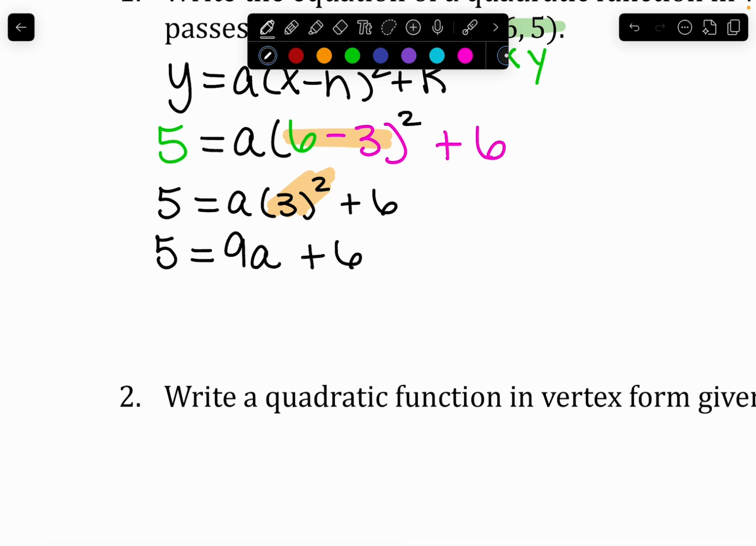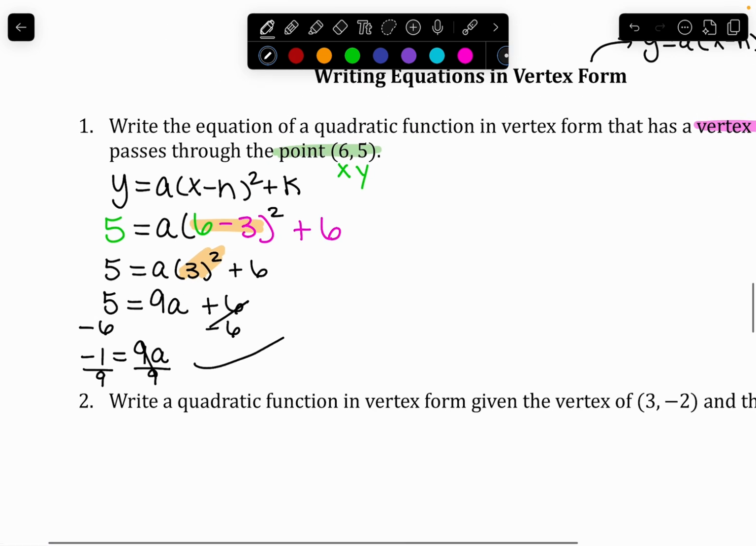From here now, I just have a normal equation, so I'm going to solve for a. I'm going to subtract 6 on each side, and I get -1 equals 9a. From here, I will divide everything by 9, and I get that a equals -1/9.